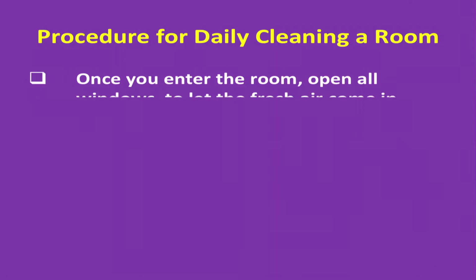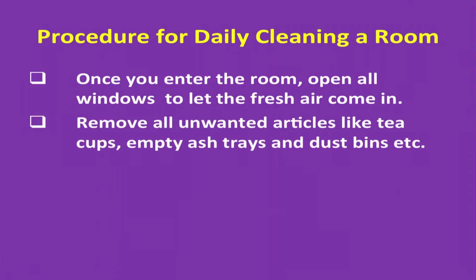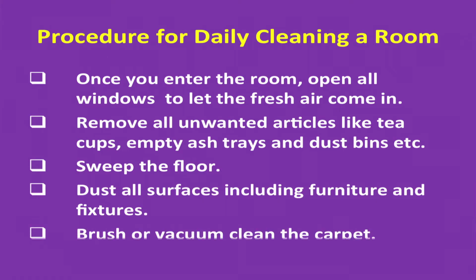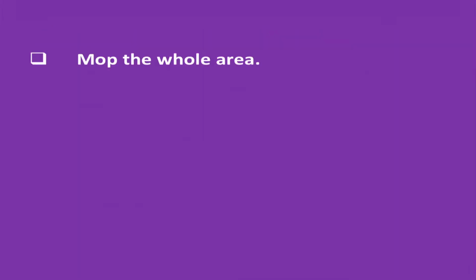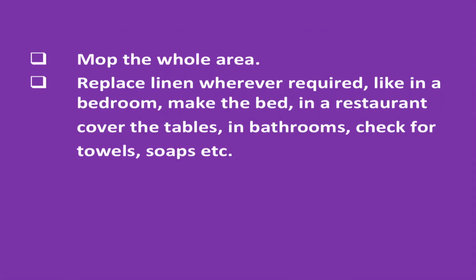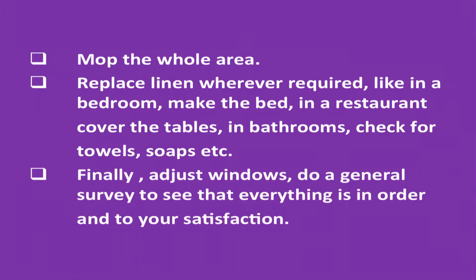Once you enter the room, open all windows to let the fresh air come. Remove all unwanted articles like the teacups, etc., and empty ashtrays and dustbins. Sweep the floor, dust all surfaces including furniture and fixtures, brush or vacuum clean the carpet, mop the whole area, then replace linen wherever required: like in a bedroom, make the bed; in a restaurant, cover the tables; in bathrooms, check for towels, soaps, etc. Finally, adjust windows, do a general survey to see that everything is in order and to your satisfaction.